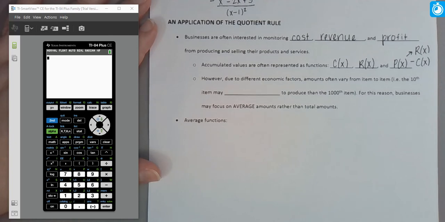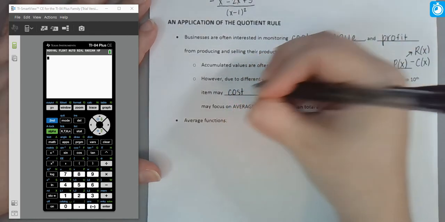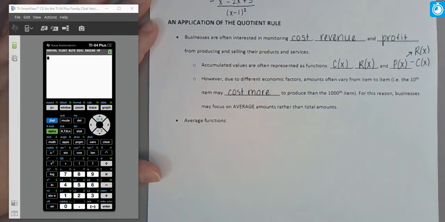Now, those are going to be important to monitor, but due to different economic factors, the amount often varies from item to item. In other words, the 10th item may ultimately cost more. It's possible that the 10th item we produce and sell costs more to produce than, for instance, the 1000th item. It's called an economy of scale.